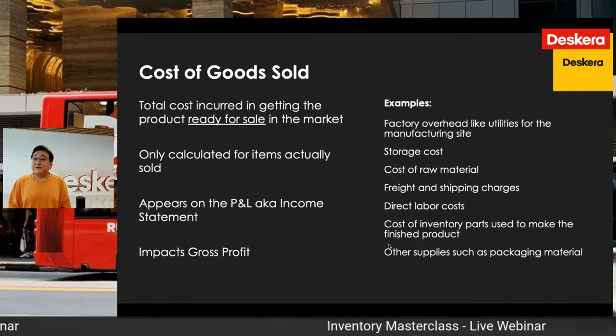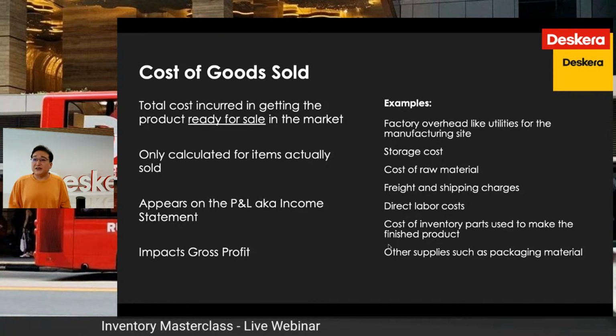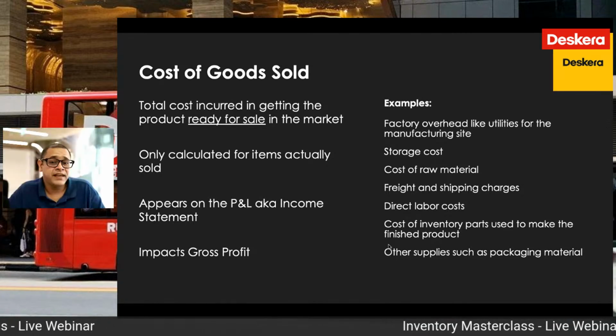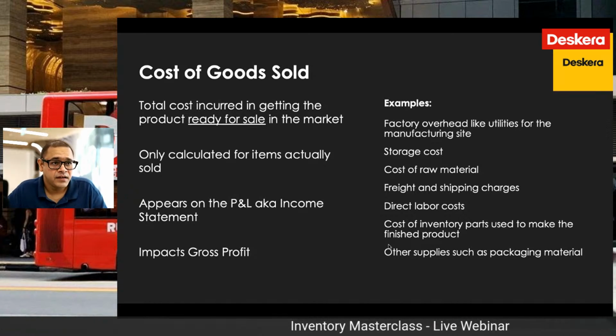And definitely, expenses like electricity, water, power and employees would not be under cost of sales. Yeah, they typically sit under expenses on your profit and loss statement, right?